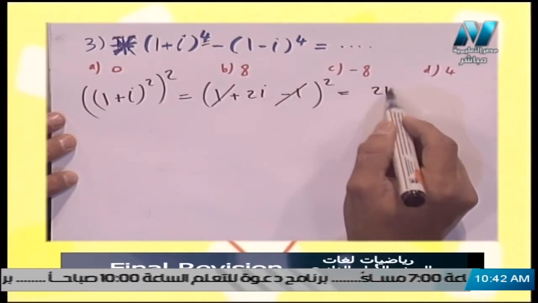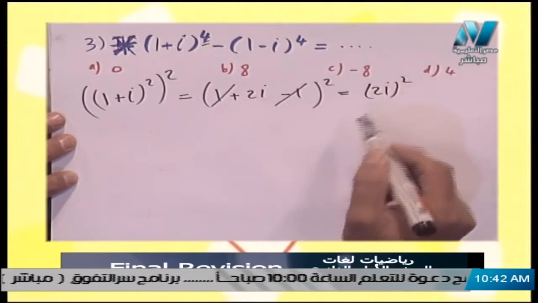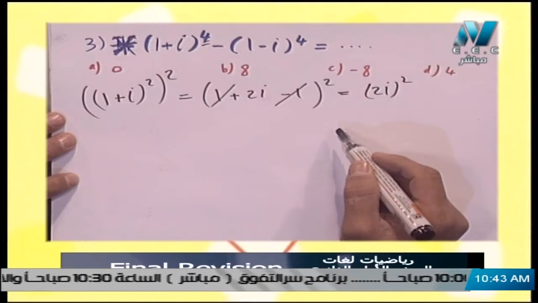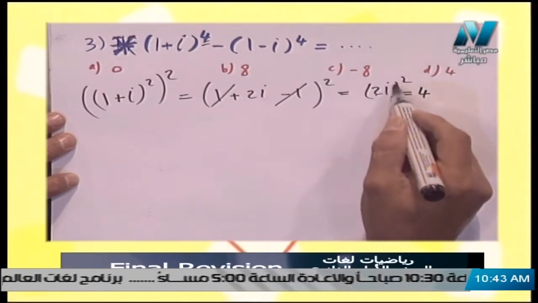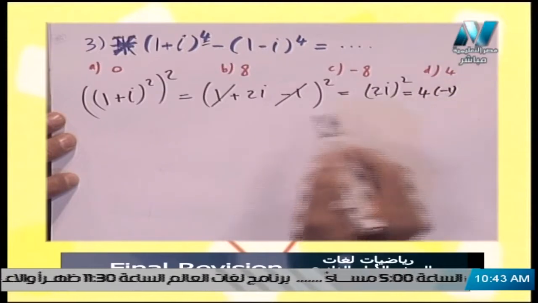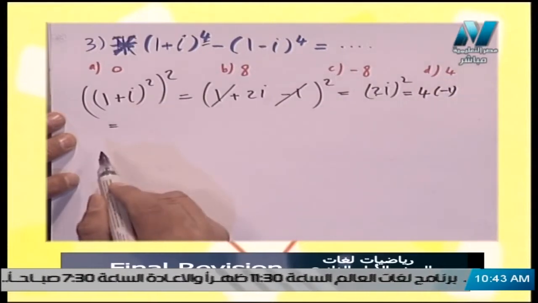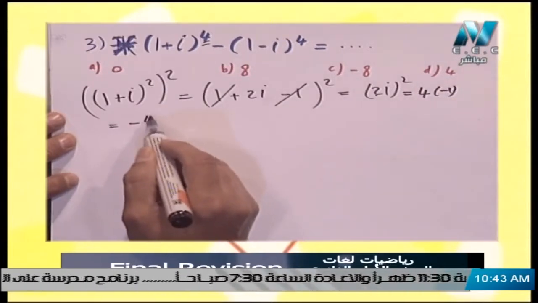So we have (2i) all power 2. (2i) all power 2 equals 2 power 2 equals 4, and i power 2 equals negative 1. So the final answer for this part equals negative 4.